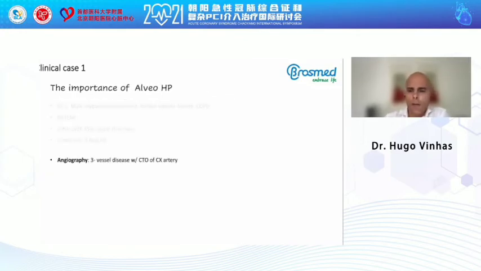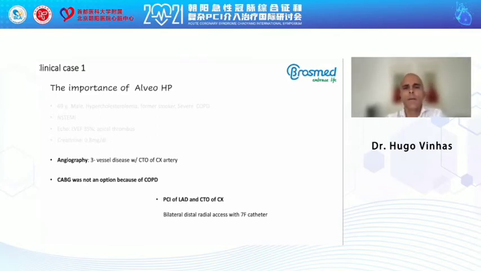This patient was not a candidate for surgical revascularization because of his pulmonary disease. So we decide to make a complete revascularization with the intention of treating the LAD and the chronic total occlusion of the circumflex using the lateral distal radial access with seven French catheters. So we decide to begin with the LAD treatment.